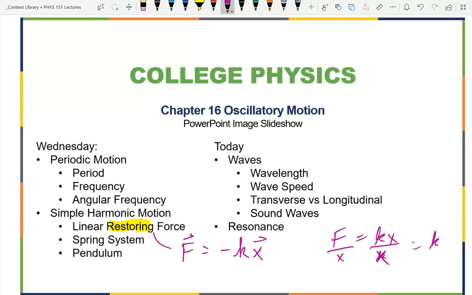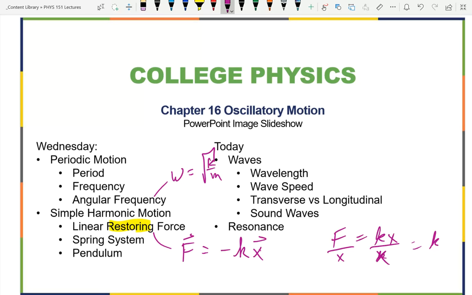Spring systems. I have 2 springs here. They were examples of a simple harmonic oscillator. And we learned that for a spring system, the angular frequency is the square root of k over m. So it has to do with how much mass is oscillating and what the spring constant is.